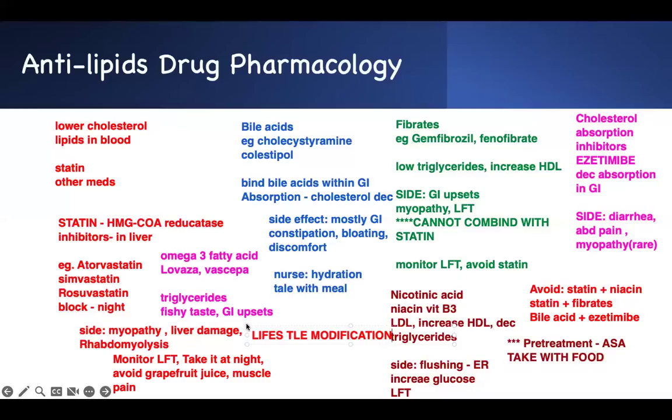Therefore, these are the anti-lipid drugs you need to know. The statins, the bile acids, the omega-3 fatty acid group, the fibrates, Gemfibrozil, the niacin group, and the cholesterol absorbing medication.